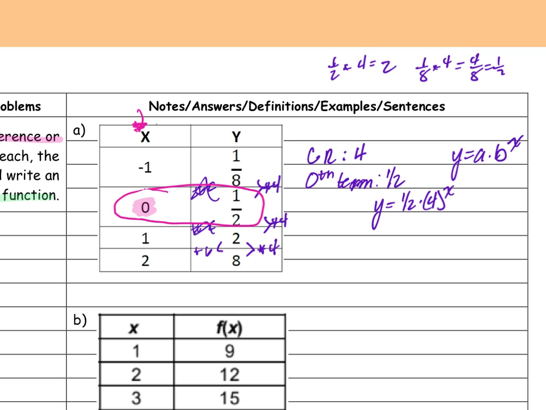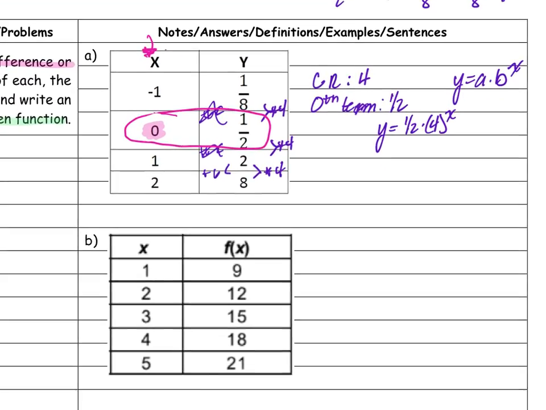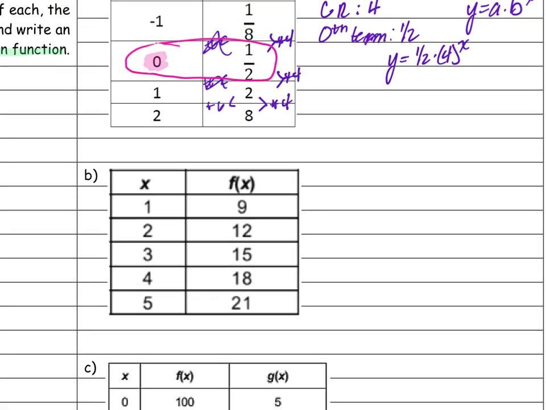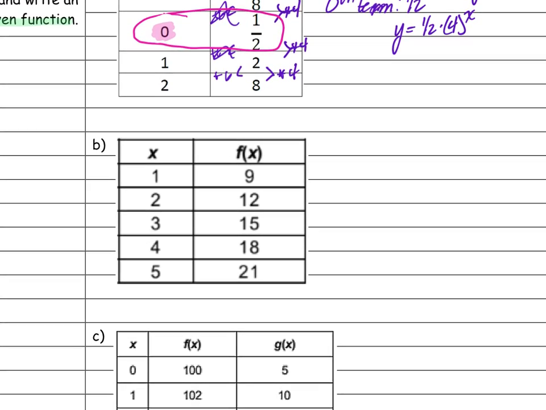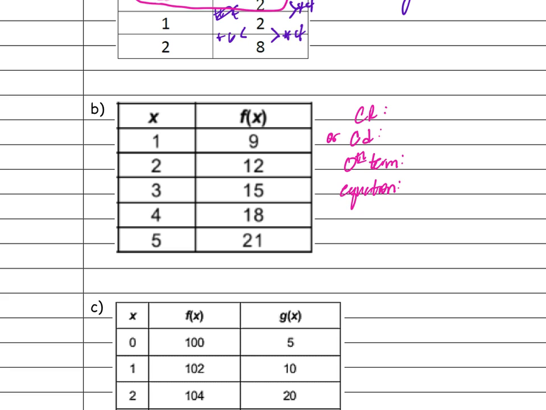Okay, so let's try the next one then. So how do I get from one point to the next point? They said we add 3. Beautiful. Well, my 0th term should be the one right before the 1, right? Are we okay with that?